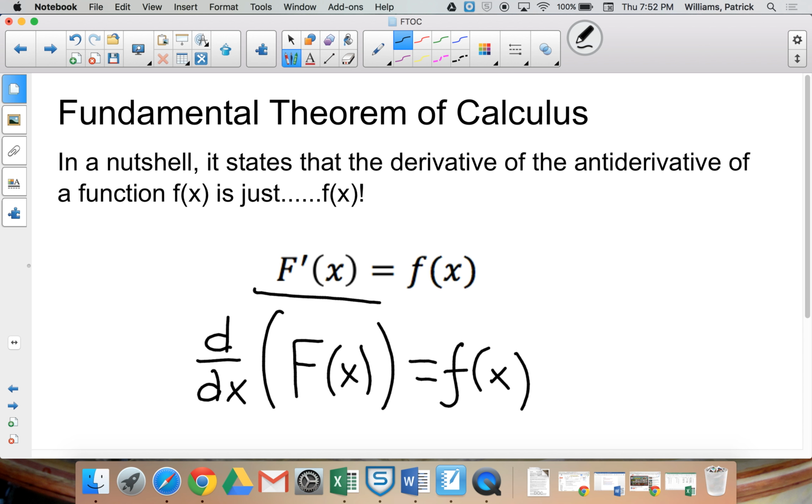Now, there's another slightly more mathematical, a little bit more complicated way that the fundamental theorem of calculus is illustrated, typically in textbooks, that relates back to the chain rule. But we're going to talk about that in the next video. For now, if you just understand this, that's really the first thing you need to understand: the relationship between a derivative and an antiderivative. It turns out that they're actually inverses of each other.